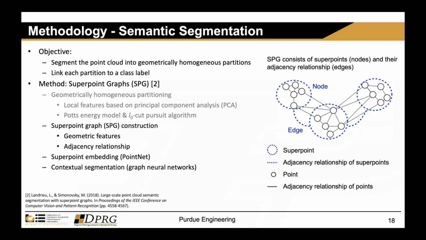And in the deep learning models, it not only uses the information from individual points, for example, the coordinates, it also uses some geometric features we calculate from this partition, for example, the length and width of the partition. And most importantly, it models the adjacency relationship between these partitions.